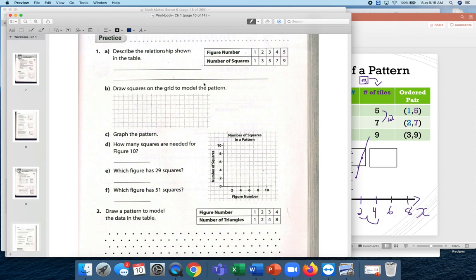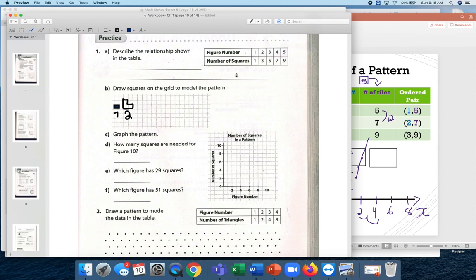So for example, it just says, draw the number of squares in the grid to represent the model of the pattern. So we have our first figure, and we have 1 square. On our next one, we have 3. Like that. Then you just keep going. If you want to label them, you can. 1, this is 2, like that. Then we have to graph the pattern.